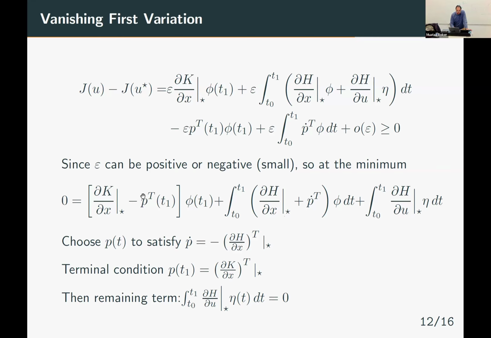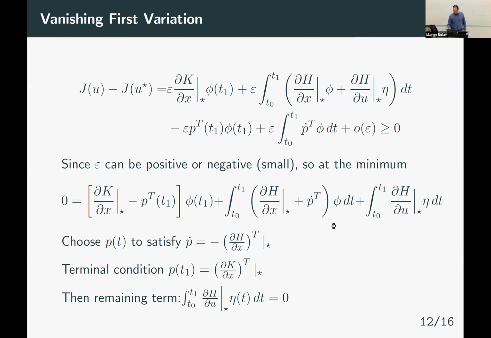Number two, we need to choose P transpose of T1, or P at T1, to be equal to the transpose of this. That will take care of that term. That will make that term equal to 0. And then what's remaining is that term. That term must be equal to 0. What's that term? That's the partial derivative of the Hamiltonian with respect to U times eta is equal to 0. So now we end up with three conditions for this term to be equal to 0.